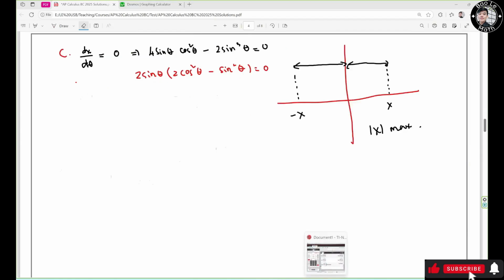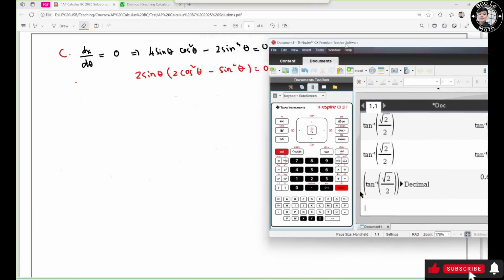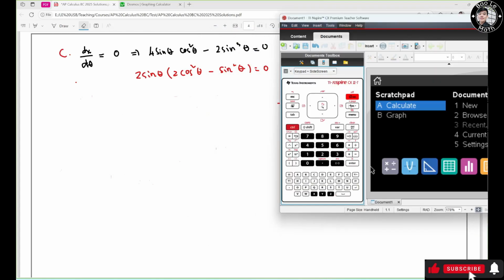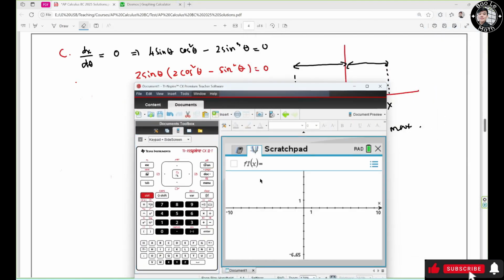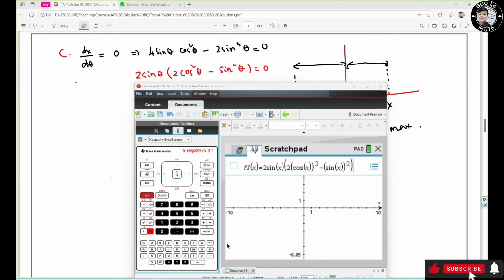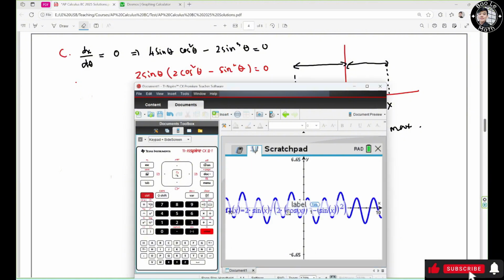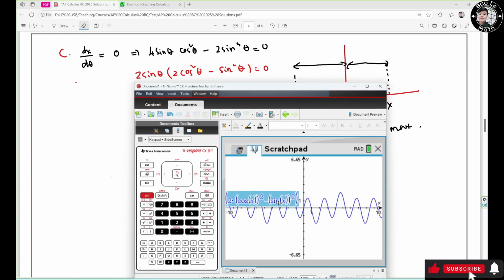Alright, now we're going to bring up the calculator to solve this equation. Go to the main screen, and you hit graph right here. You input this function, then you can hit enter. It's going to be right here.